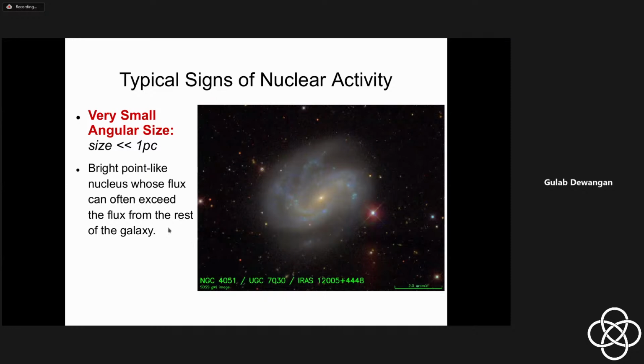So let's go through the characteristics. Some of the observational characteristics of these AGNs I have already pointed out, but let's go through them in a little more detail. As I mentioned, they are the nuclei of galaxies, and these nuclei are unresolved. Therefore, their sizes are much smaller than 1 parsec, or about a light year or so. So this is a bright point-like nucleus, whose flux can often exceed the flux from the rest of the galaxy. Here you see this nucleus is very bright compared to anywhere else in the galaxy.